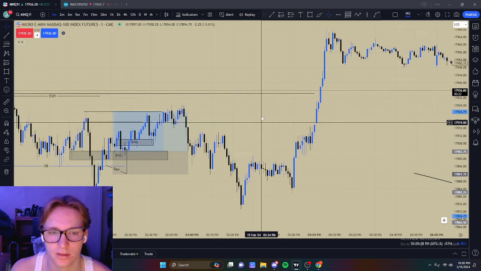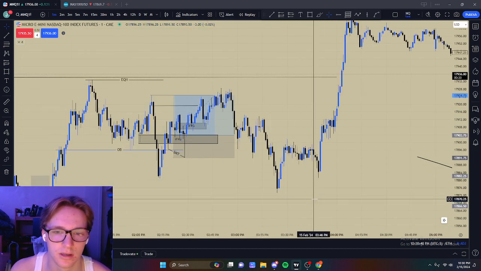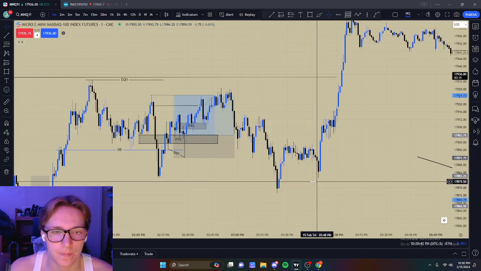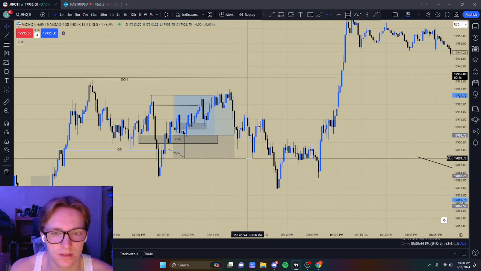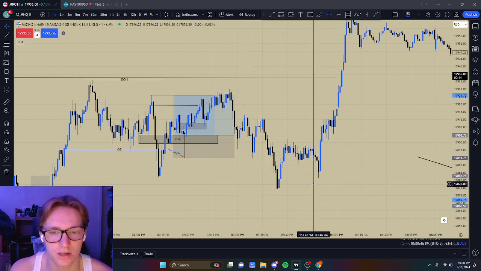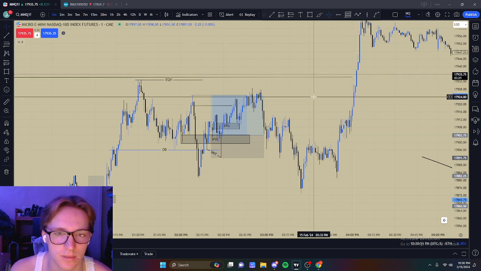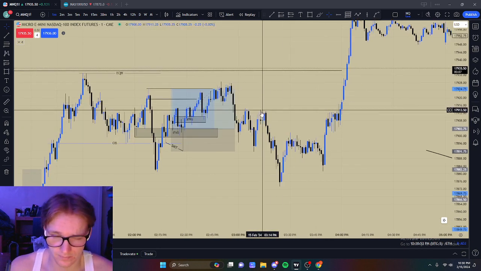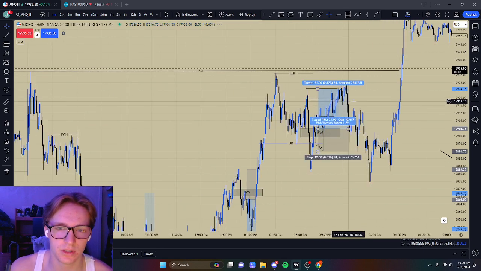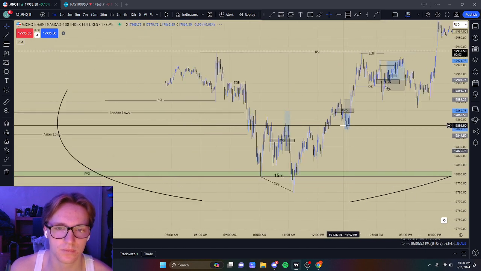Overall profitable day. And then as we can see, we go down right here. And there's not even any SMTs or anything right here. And then price just ends up taking out buy side liquidity. But it's okay. I'm not going to be too upset about it. Really good trades overall for the day. Nothing to be mad about.